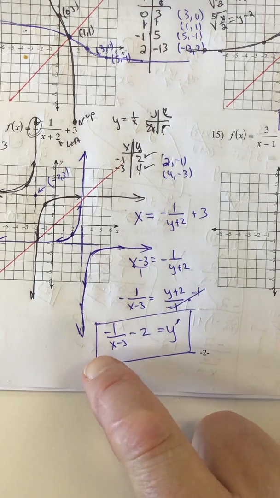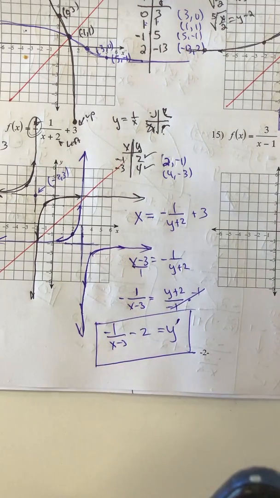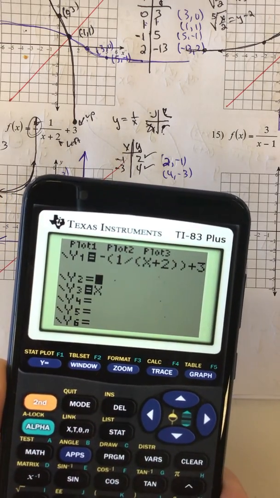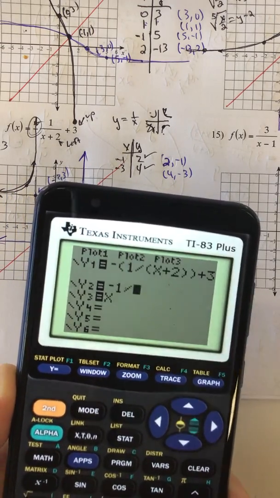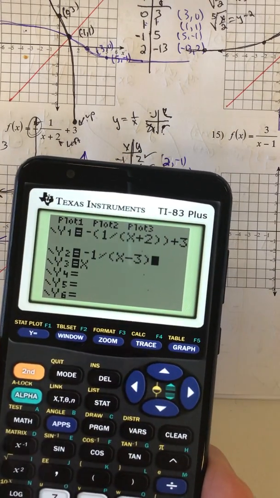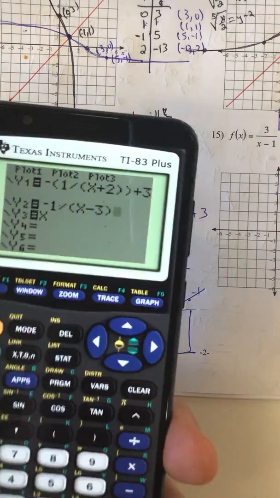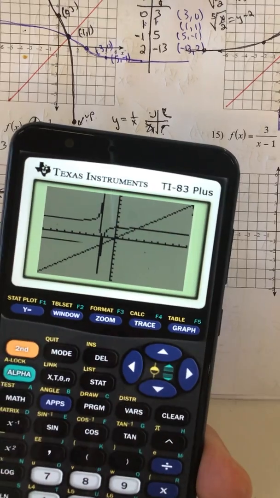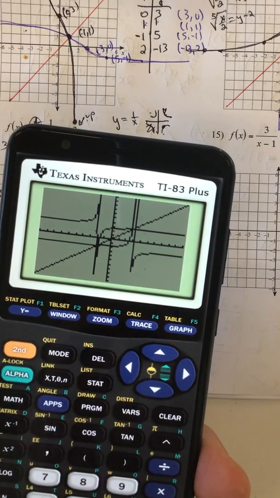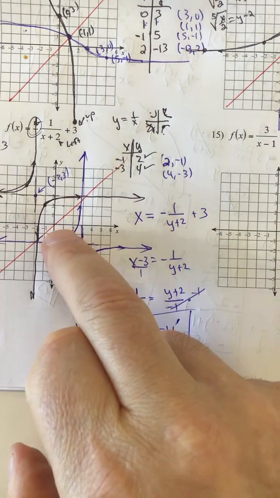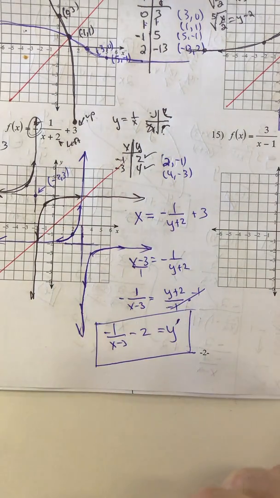Okay, so I need -1 over x minus 3. So there's the first fraction, -1 over x minus 3, and then minus 2. And there's the calculator's best version of this picture. Okay, one more. Those seem to be a little bit difficult.